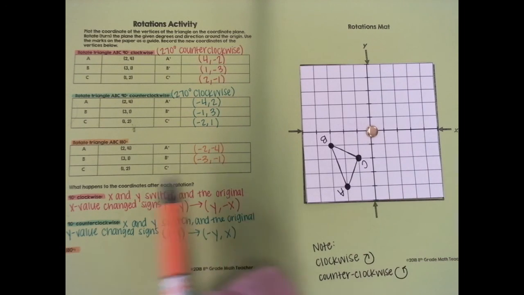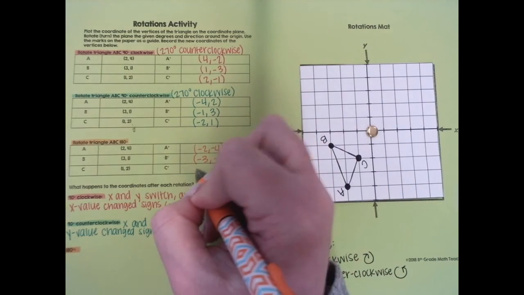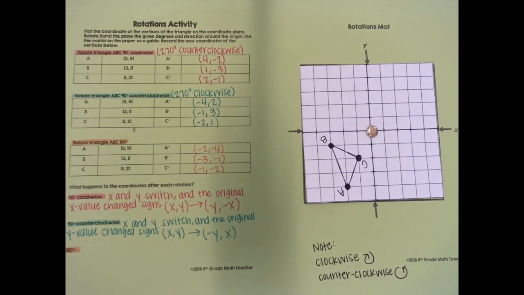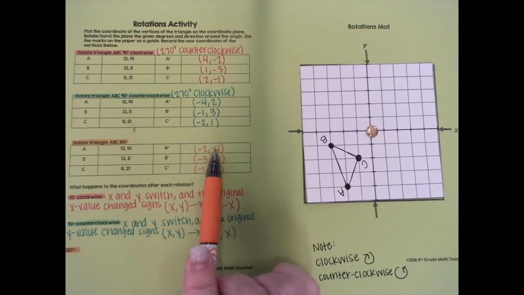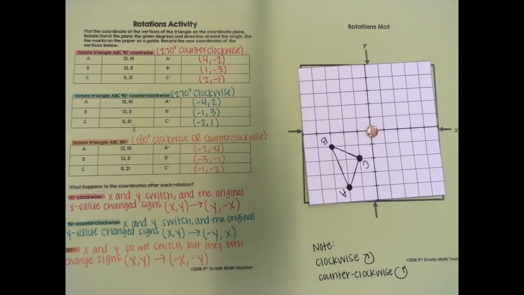C was at 1, 2. Now C is at negative 1, negative 2. Okay, so this time you can see the numbers stayed the same, but they all got the opposite signs of what they started with. Now I want to just say it one more time. If you're rotating 180 degrees, it does not matter if it's clockwise or counterclockwise.